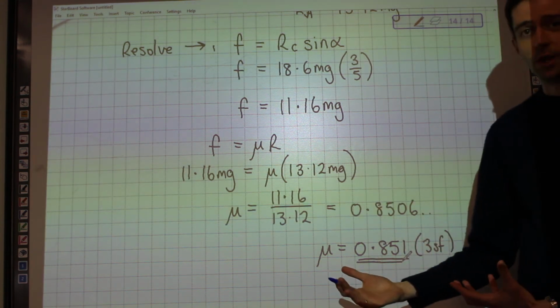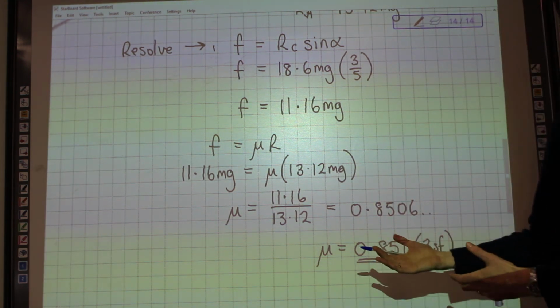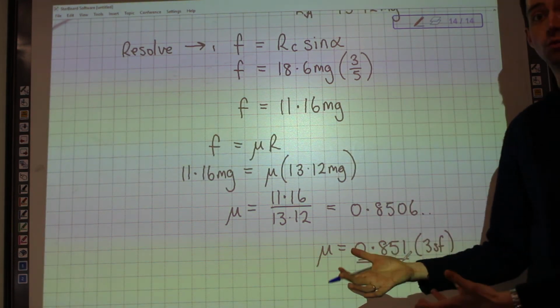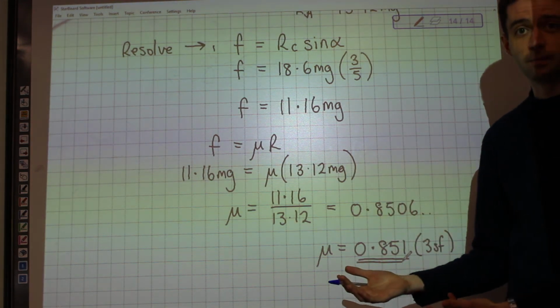The system's in equilibrium. Any more than that, then the system wouldn't be on the point of moving, any less than that, the system would already be moving because there wouldn't be enough friction to keep it in place.